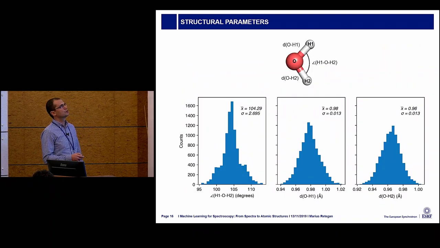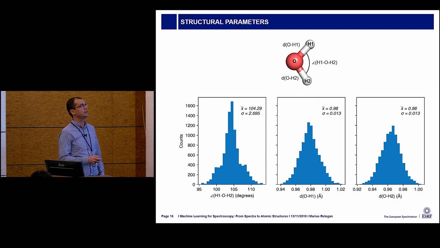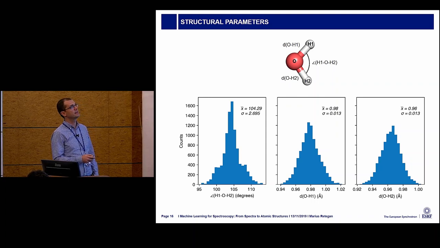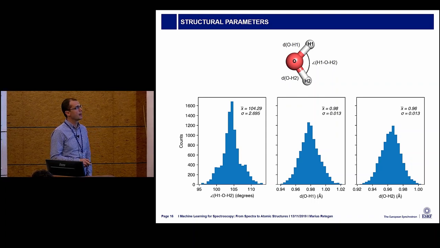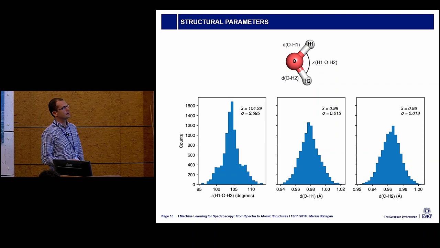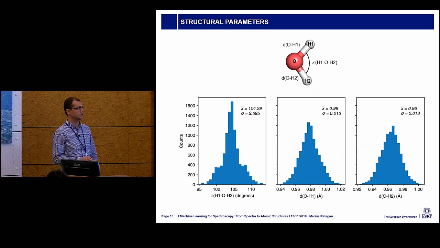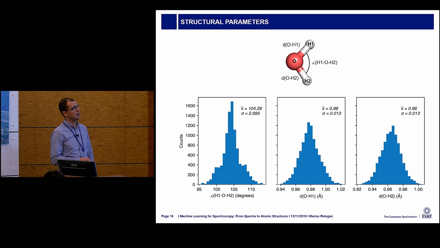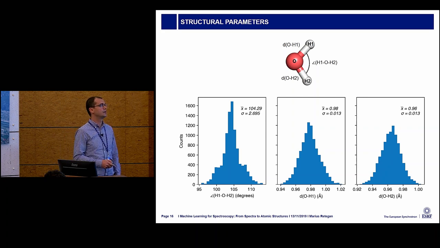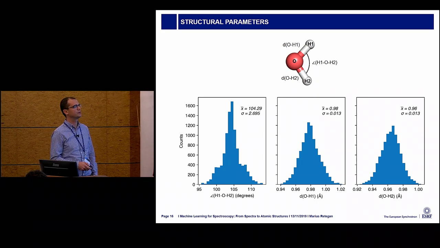This is just to show you that there are not that many structural parameters that we can look for in a water molecule. You have basically two bond distances and an angle, and this is the distribution of the angles, with a somewhat large standard deviation compared to the distribution obtained for the bond distances.